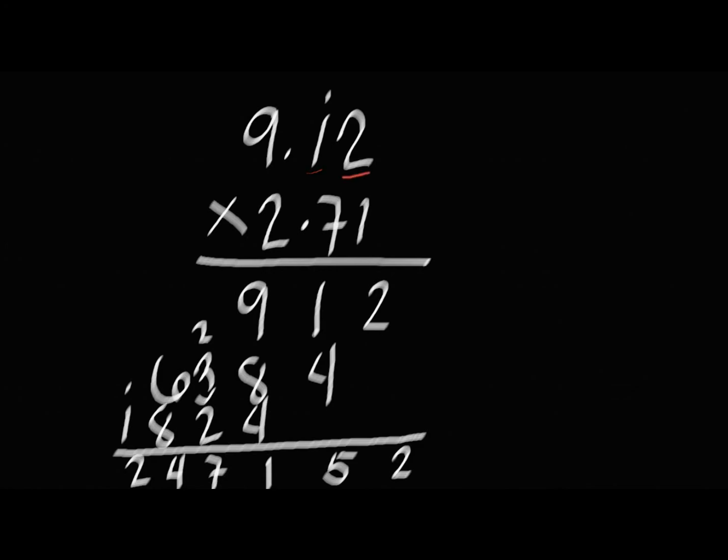We will count our decimal places. We have 1, 2, 3, and 4. There are 4 decimal places in our factors, and for that, there must also be 4 decimal places in our product. We have 1, 2, 3, and 4. So our decimal point should be placed here. The final answer to the problem is 24 and 7,152 ten thousandths.